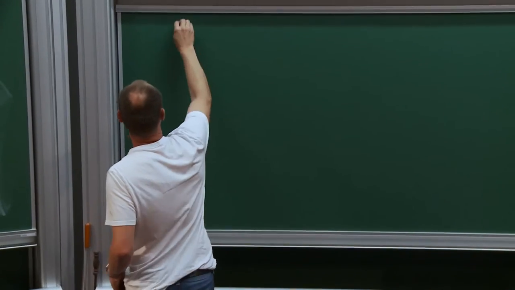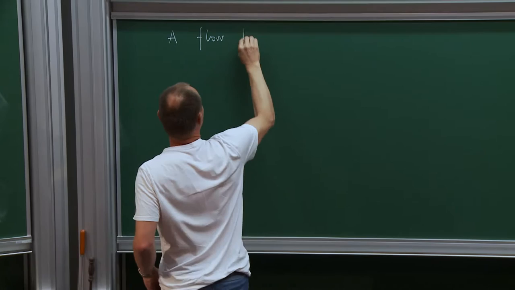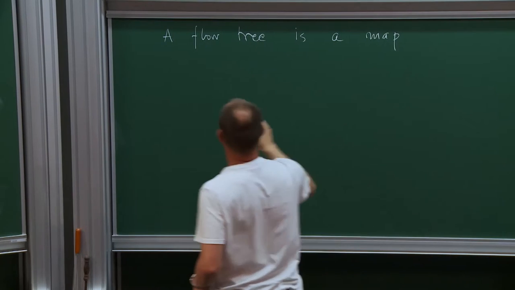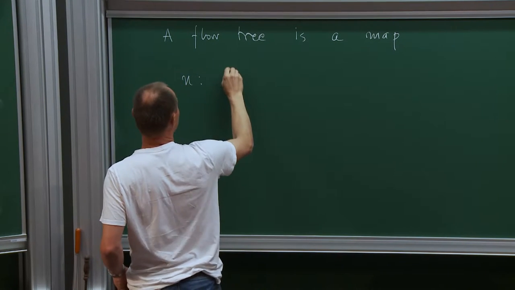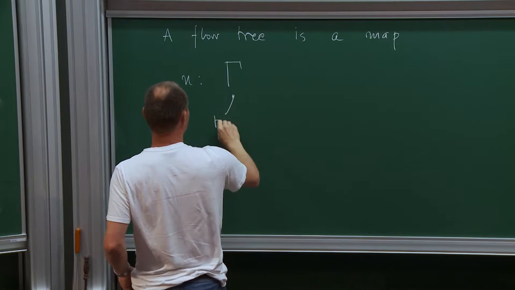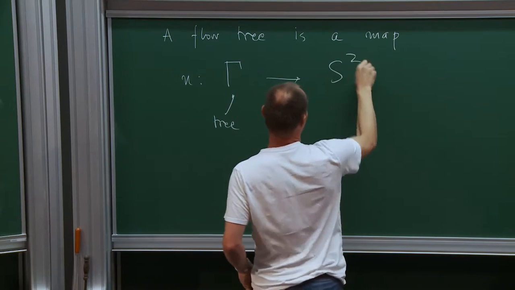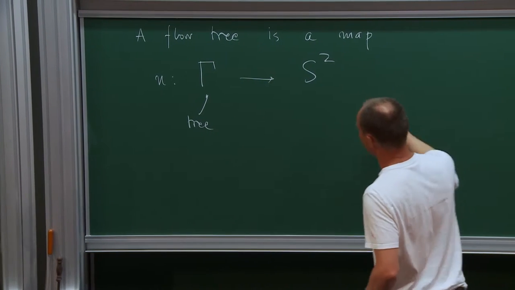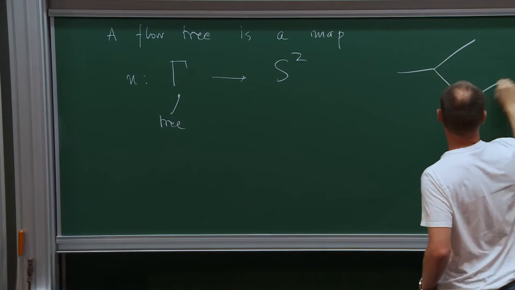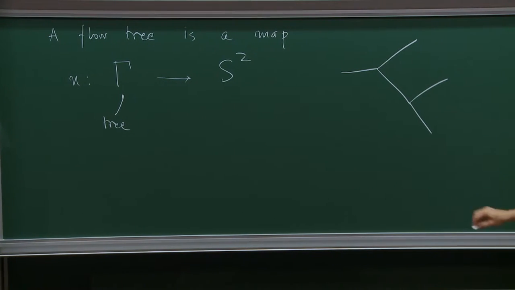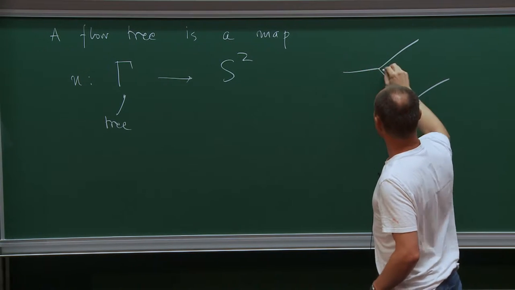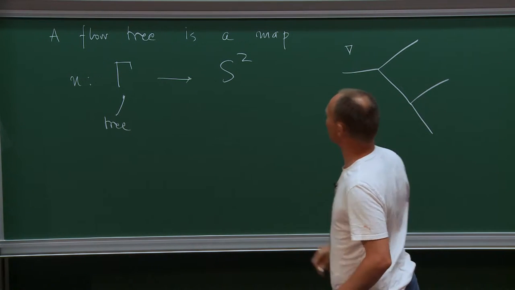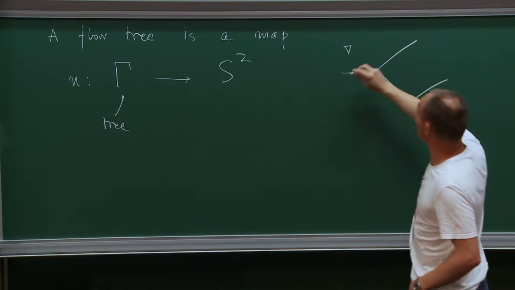So a flow tree is a map, let's say u, from a tree, let's call it gamma, so this kind of abstract tree, into, in this case, S2, so into the base. And we require that along each edge, the image of the tree agrees with, so we also fix a Riemannian metric on this S2, so we can talk about gradients.